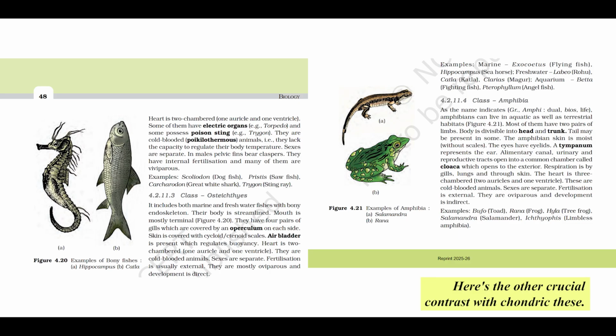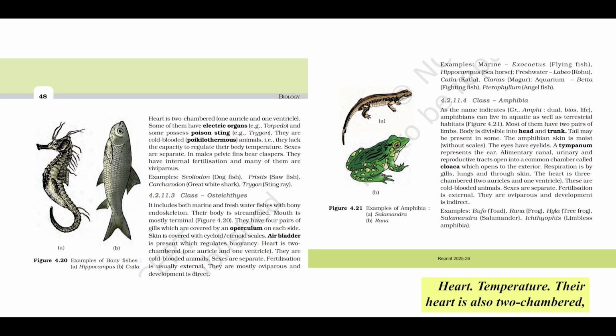And the buoyancy issue. Here's the other crucial contrast with chondrichthyes. Most bony fishes possess an air bladder, or swim bladder. This is a gas-filled sac, usually connected to the pharynx, that allows them to precisely regulate their buoyancy and remain suspended at a specific depth without continuous swimming. A huge energy saver. Operculum and air bladder, 2 big advantages.